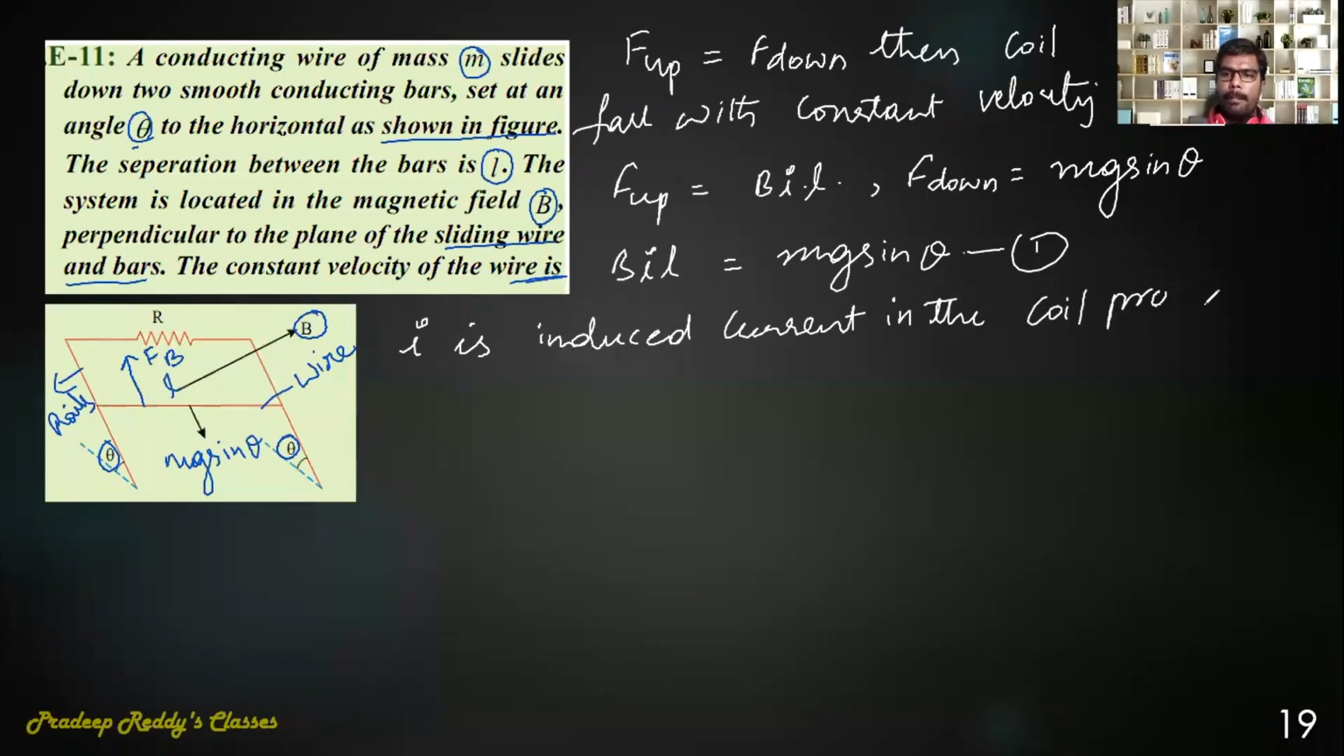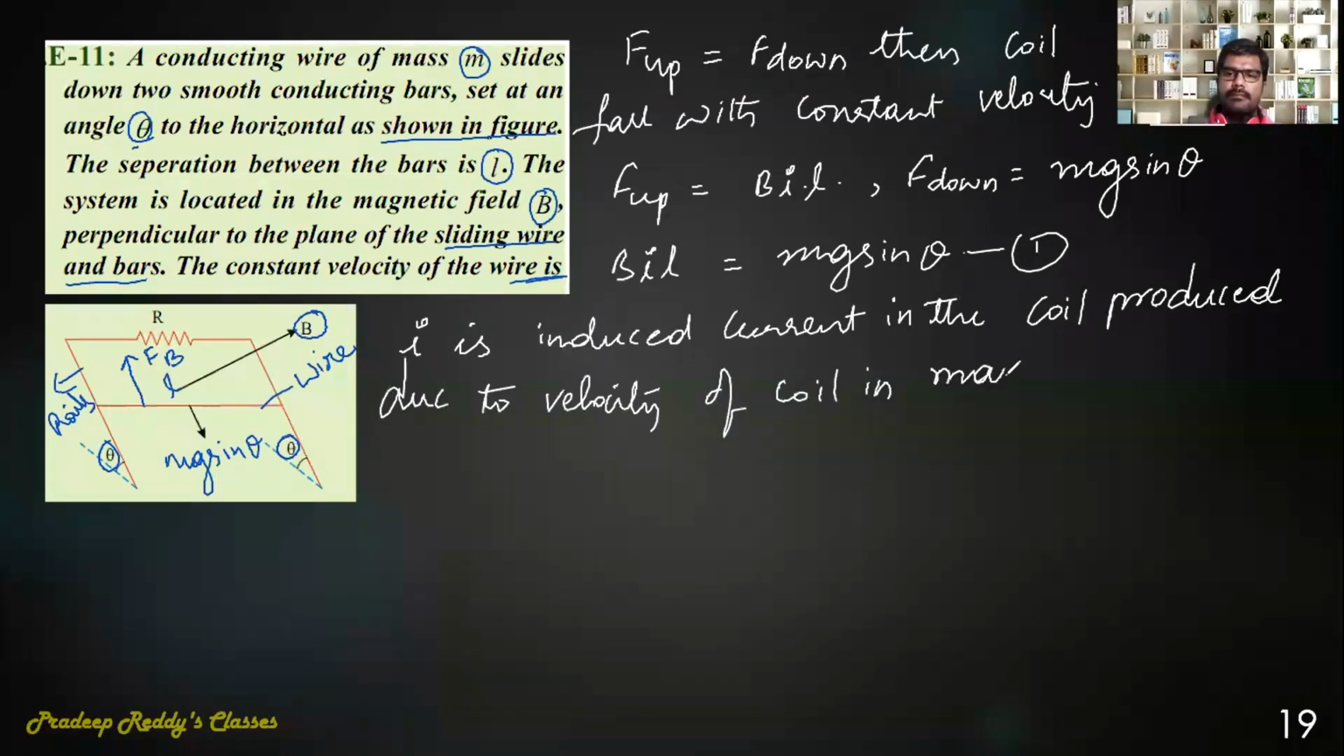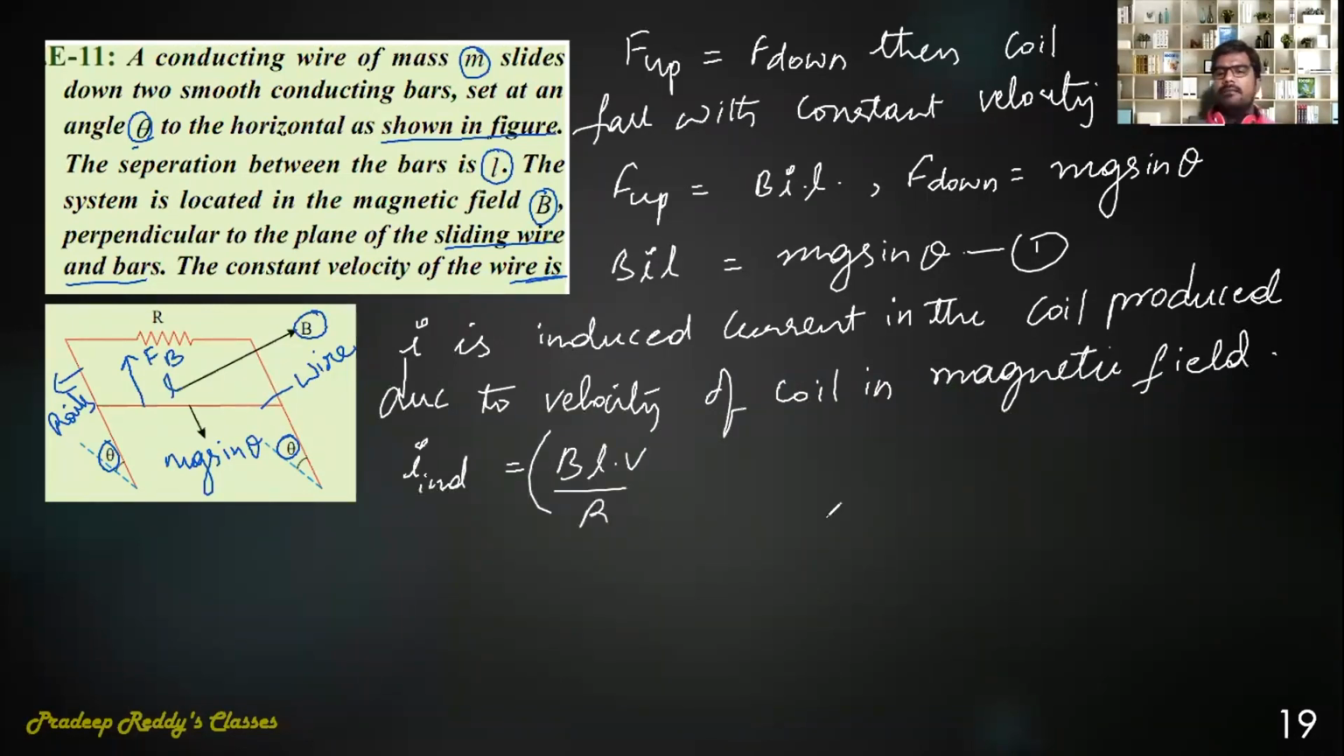produced due to velocity of the coil in the magnetic field. Now, what is the formula for induced current? Induced current I will be equal to BLv divided by resistance R, because I is equal to V by R. V is BLv, which we have already discussed. v is the velocity of the coil. This is equation number 2.